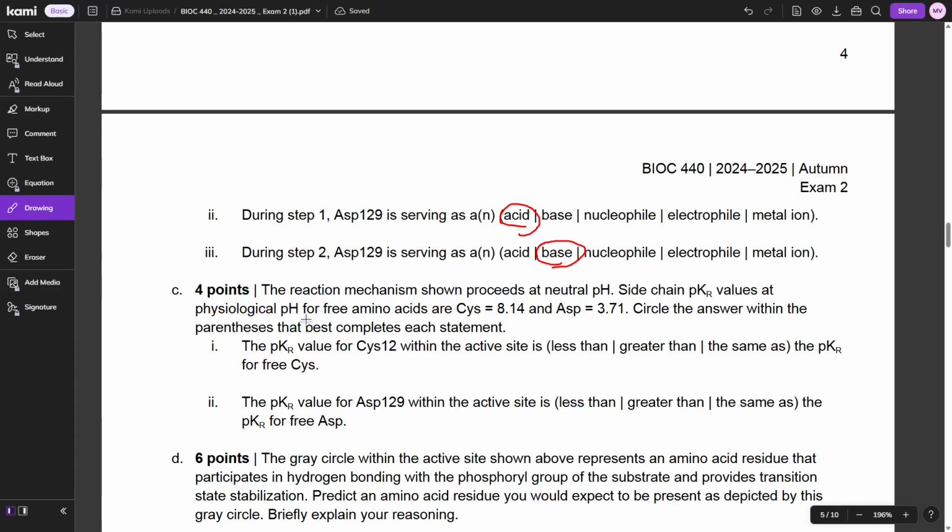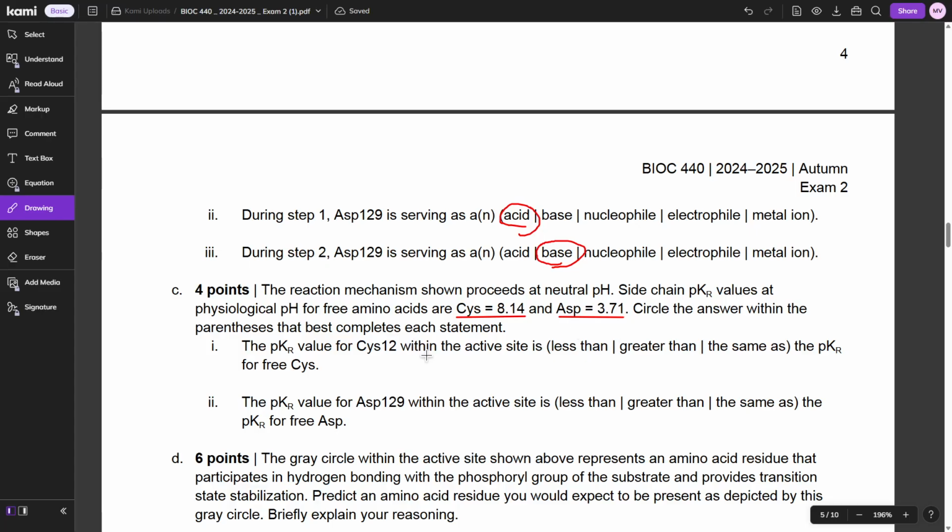Now, if we look at these, the reaction mechanism shows it proceeds at a neutral pH. Side chain pKa values matter at physiological pH. Normally, cysteine is 8.14 and aspartate is 3.71. Normally, not in the enzyme. If I just had a free-floating cysteine or aspartate, that's what they would be, but we have some extra things going on, and proteins change the pKa's of a lot of these amino acids.